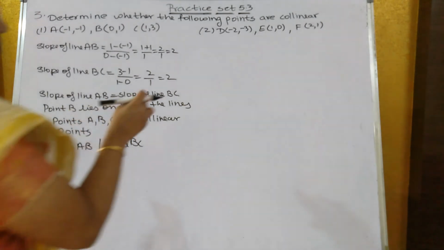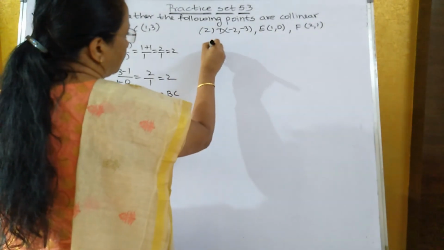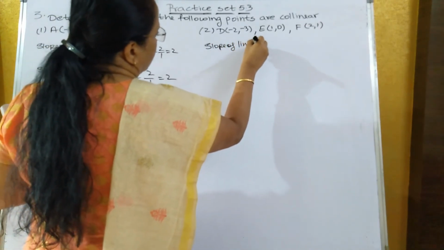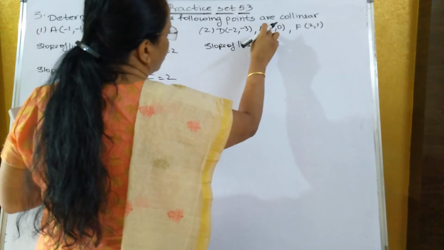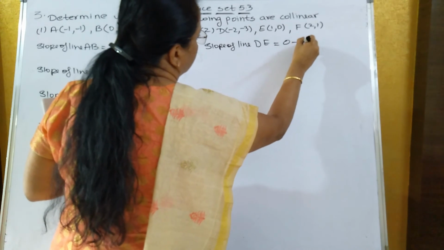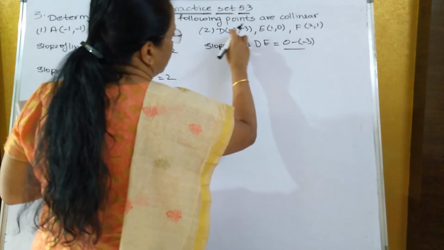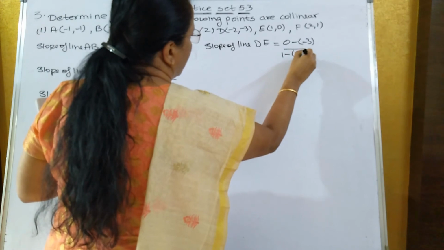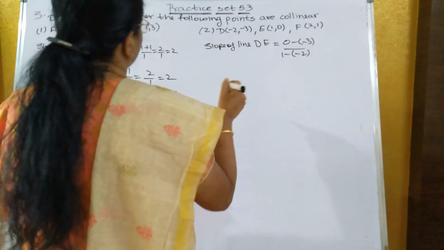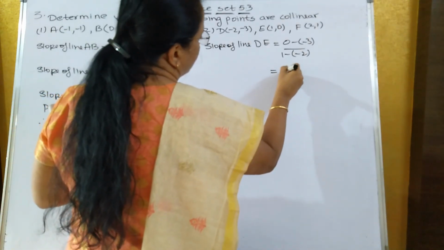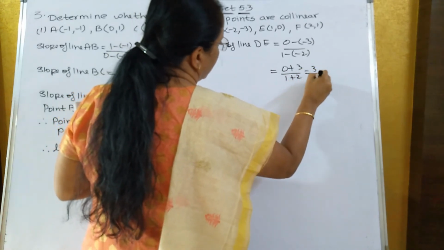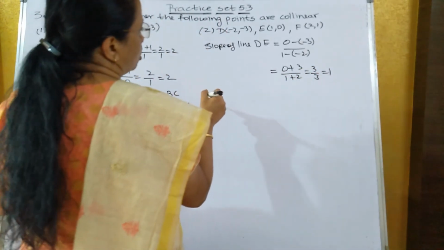Now the next sum, the slope of line DE, that's equal to what? 0 minus into minus 3 upon 1 minus into minus 2. Next, that is equal to 0 plus 3 upon 1 plus 2, that's equal to 3 upon 3, that's equal to 1. So slope of line DE is 1.